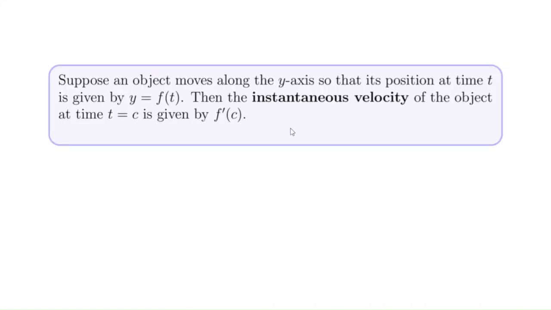So we have this. Suppose an object moves along the y-axis so that its position at time t is given by y equals f of t. So in our example, f of t was t squared. Then the instantaneous velocity of the object at time t equals c is given by f prime of c, the derivative of f at c.